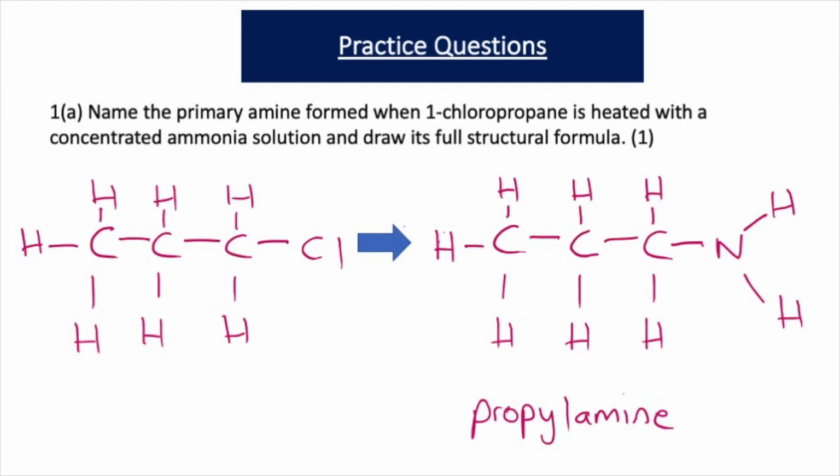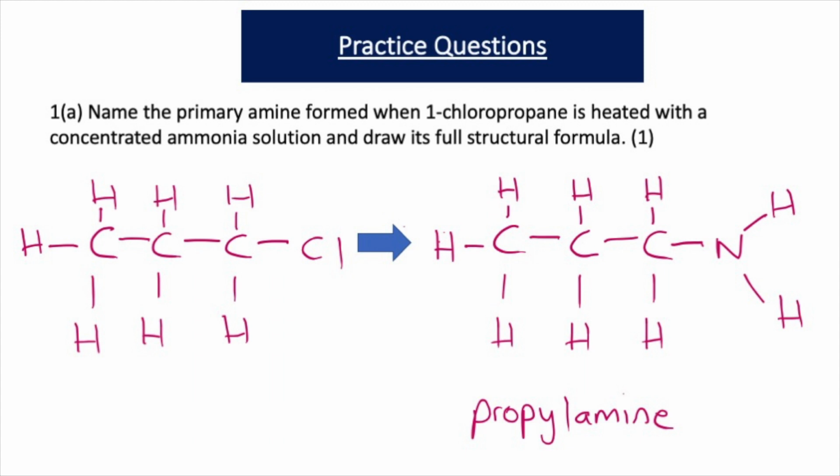So now let's go for the answer to question 1a. Question 1a is asking you to name the primary amine formed when 1-chloropropane is heated with a concentrated ammonia solution, and it's also asking you to draw its full structural formula. So 1-chloropropane, when it reacts with ammonia, forms the amine propylamine, and this is CH3, CH2, CH2, NH2.